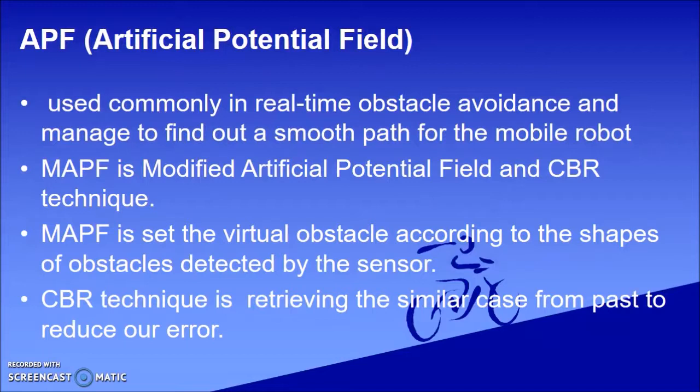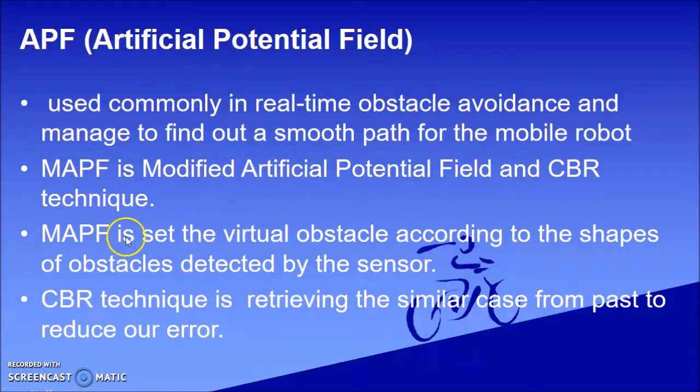The other one is APF, artificial potential field. It's commonly used in real-time obstacle avoidance and manages to find a smooth path for a robot, but there are still a few problems when using the APF. So we figured out another 2 methods to increase the accuracy of APF. That is MAPF, modified artificial potential field, and the CBR technique.